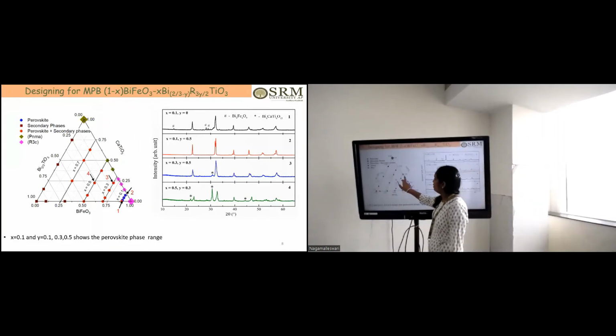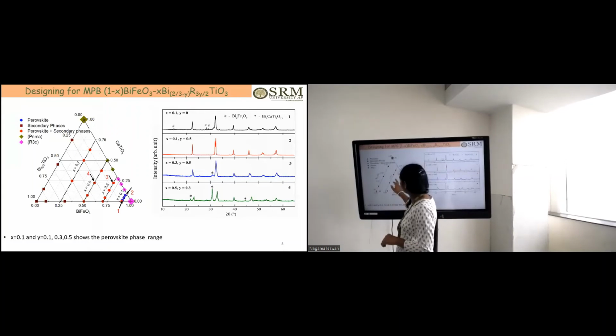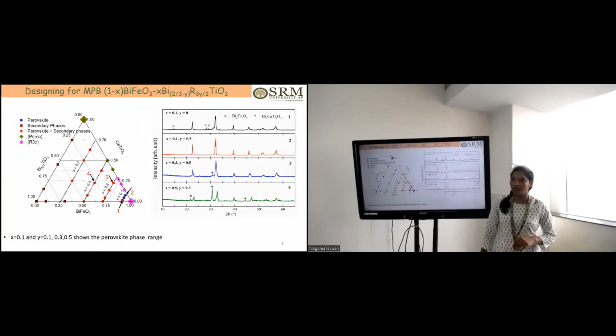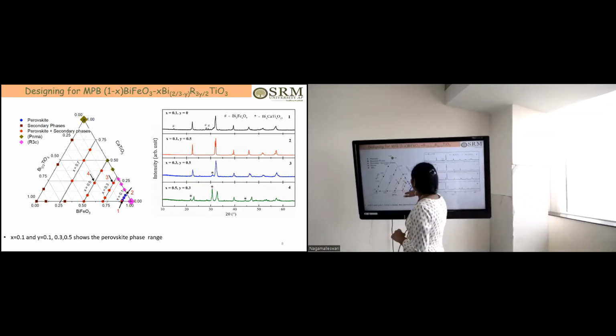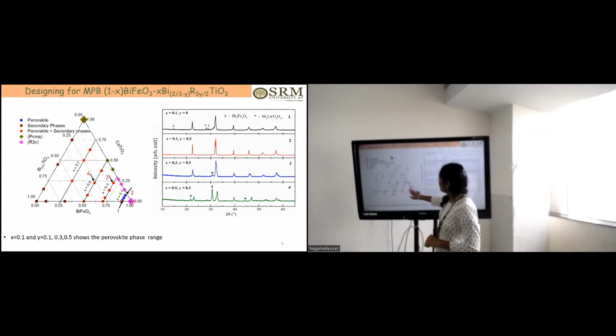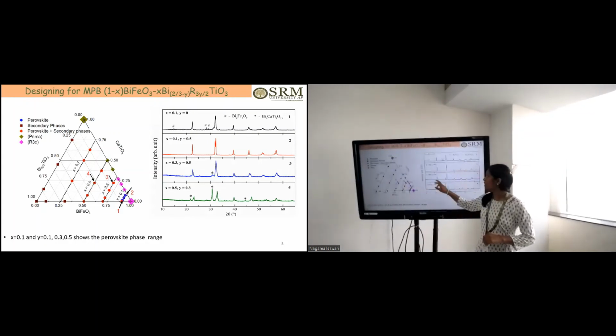So further, we are studying the further region. This is the intermediate region. In this region, the composition shows perovskite plus secondary phases. With increasing bismuth iron oxide and calcium titanate, in this region we get a phase pure perovskite phase, as we can see in the XRD pattern.